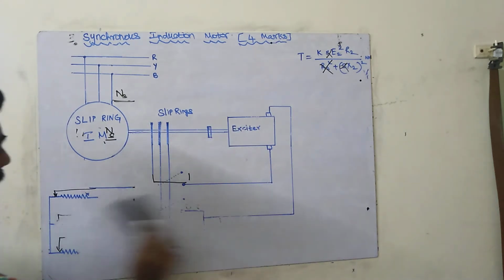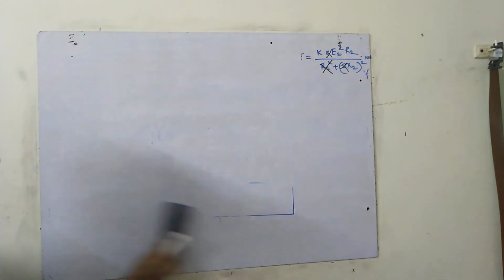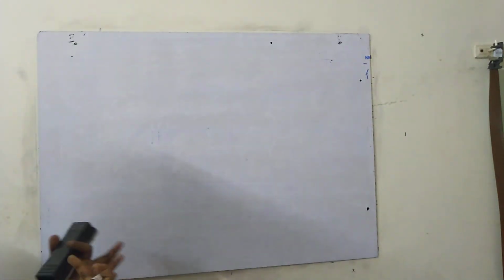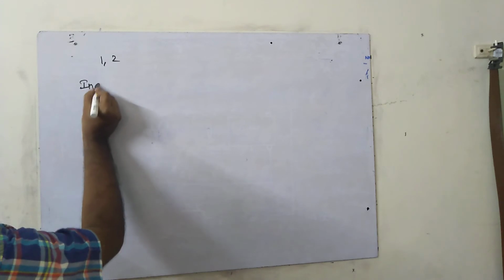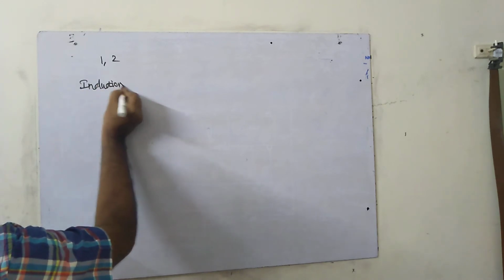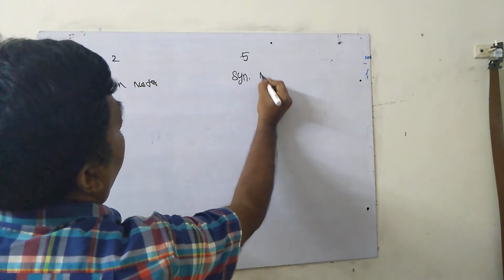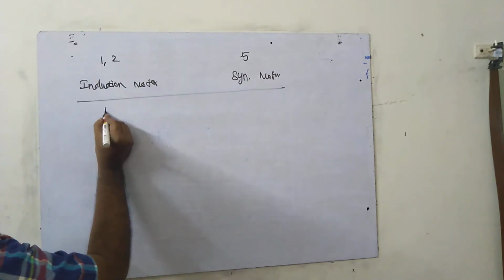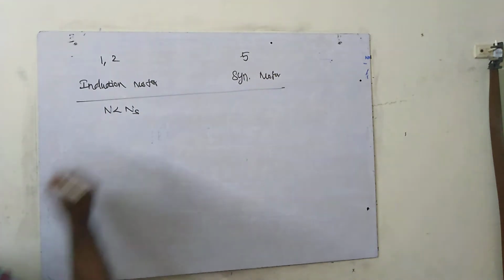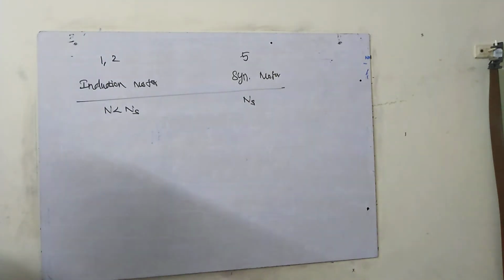Another one, the final thing, is the comparison between synchronous motor and induction motor. That's the main thing. We have seen induction motors mainly in the first and second units, and the synchronous motor in the fifth unit. What is the main difference? The induction motor will always run at less than synchronous speed, while the synchronous motor will always run at synchronous speed.